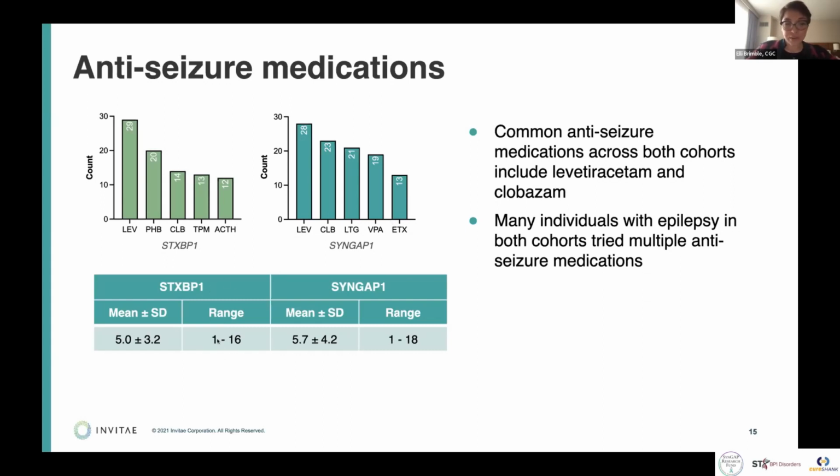We also see that in both cohorts, people are trying a lot of different anti-seizure medications. So on average in STXBP1, we're seeing people are trying around 5 different anti-seizure medications, ranging from 1 to 16. And in SYNGAP, this is about 6 different anti-seizure medications, ranging from 1 to 18.